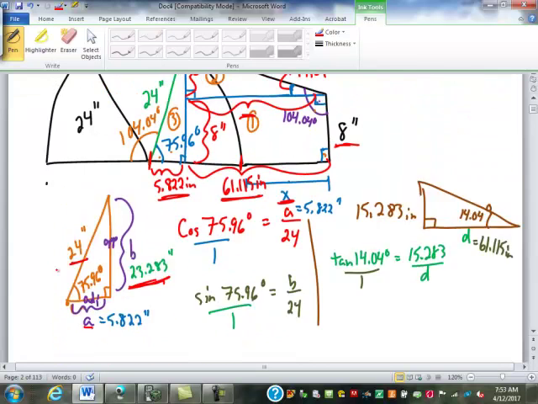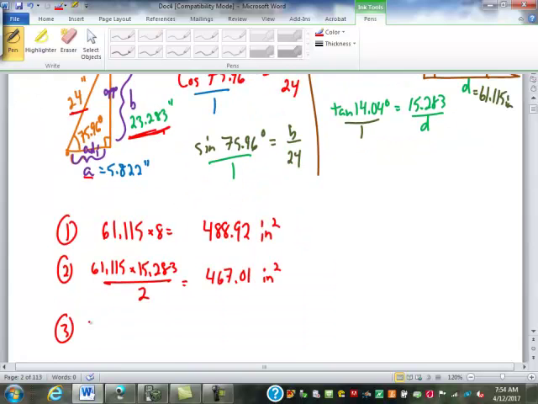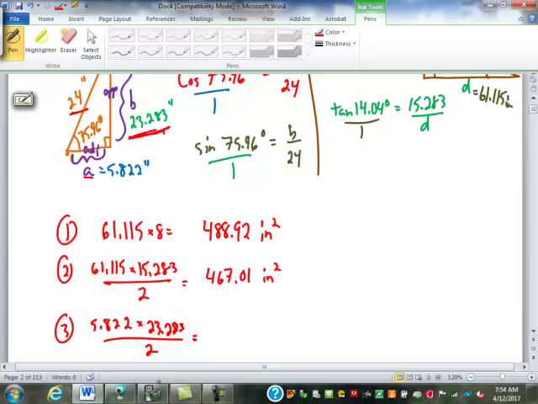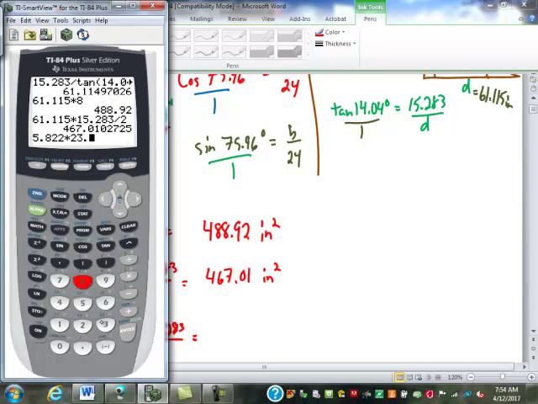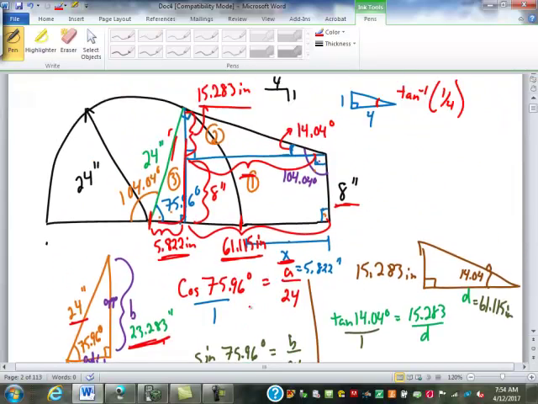Triangle 3 is this one right here. That's 5.822 times 23.283. That's divided by 2 because it is a triangle. So that one is only 67.78 inches squared. And then we need that sector of a circle.